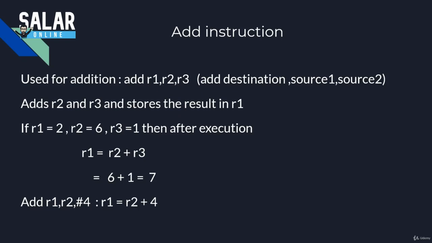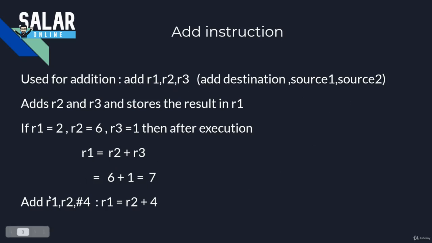We can look at an example here. If R1 is 2, R2 is 6 and R3 is 1, what happens if we execute this instruction? It adds the value in R2 and R3. What is the value in R2? That is 6. And what is the value in R3? That is 1. It will add those values and produce a result, that is 7. 6 plus 1 is equal to 7. And that 7 is stored into R1. So that is the destination, right? And these two are the sources.